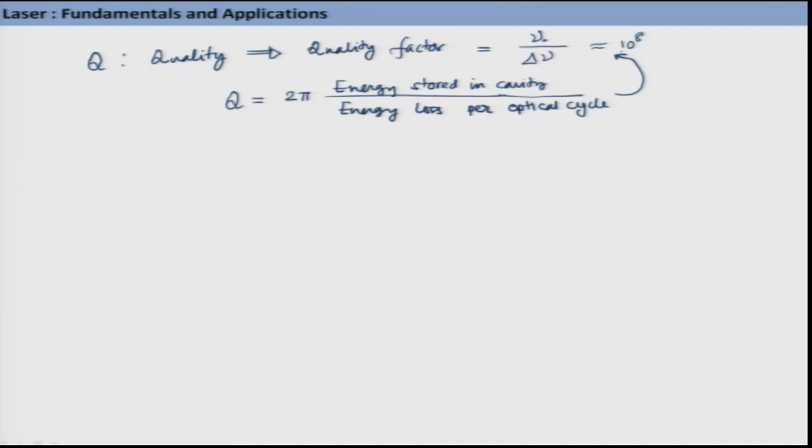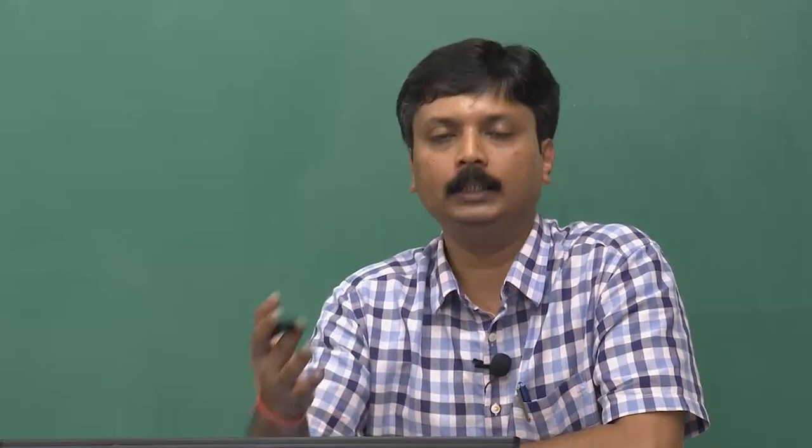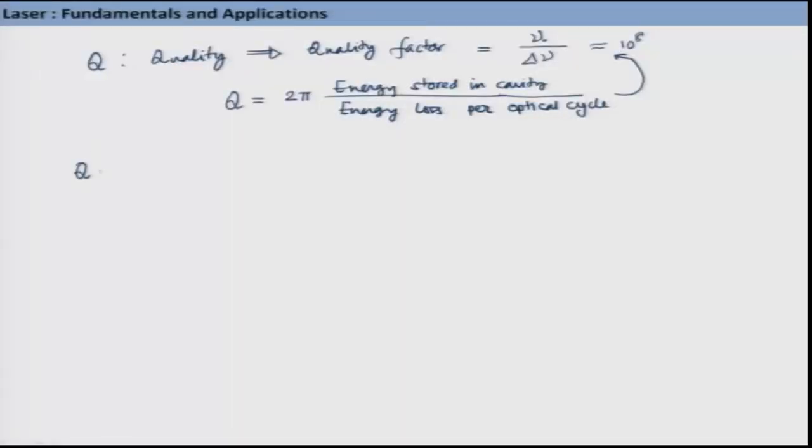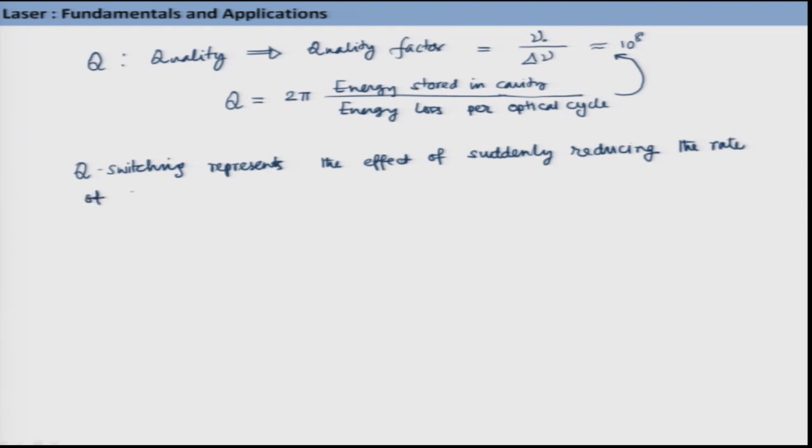So what does this mean? Q switching is related to the quality in the first term, and the other term is switching, meaning that we are switching between different qualities. What does that actually mean? Q switching represents the effect of suddenly reducing the rate of energy loss within the laser cavity.